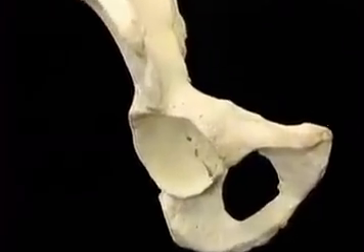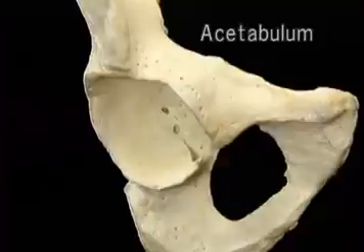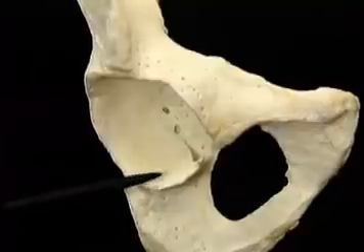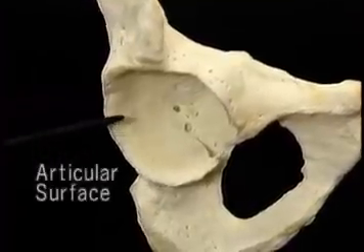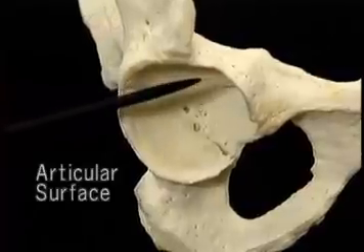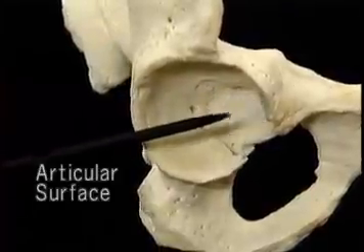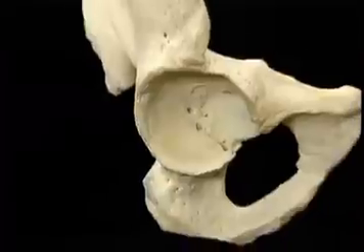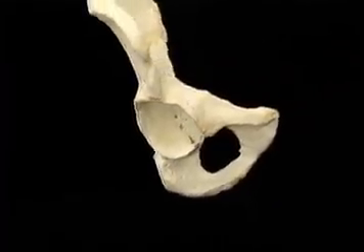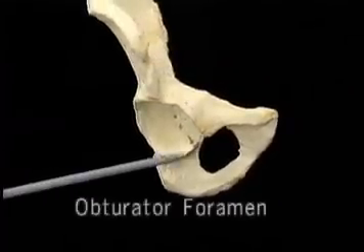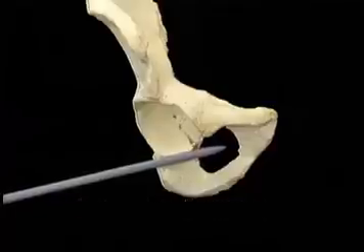The socket for the hip joint is called the acetabulum. This broad, smooth area is the articular surface. We'll see it again in a minute with the articular cartilage intact. The big hole in the lower part of the hip bone is the obturator foramen.